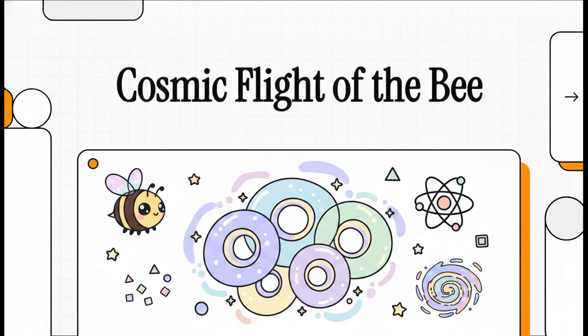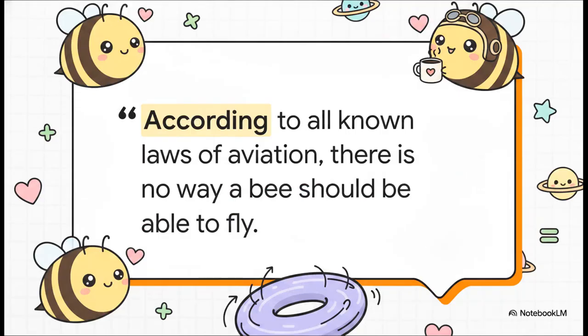And the humble, fuzzy little honeybee? Well, it might just be the ultimate, indisputable proof of this cosmic engine actively at work in our everyday world. Okay, so let's dive right into this classic cultural touchstone. According to all known laws of aviation, there is no way a bee should be able to fly. I mean, it's printed on novelty coffee mugs, it's the famous opening line of a certain animated movie, and historically it actually stems from genuine calculations done way back in the 1930s.